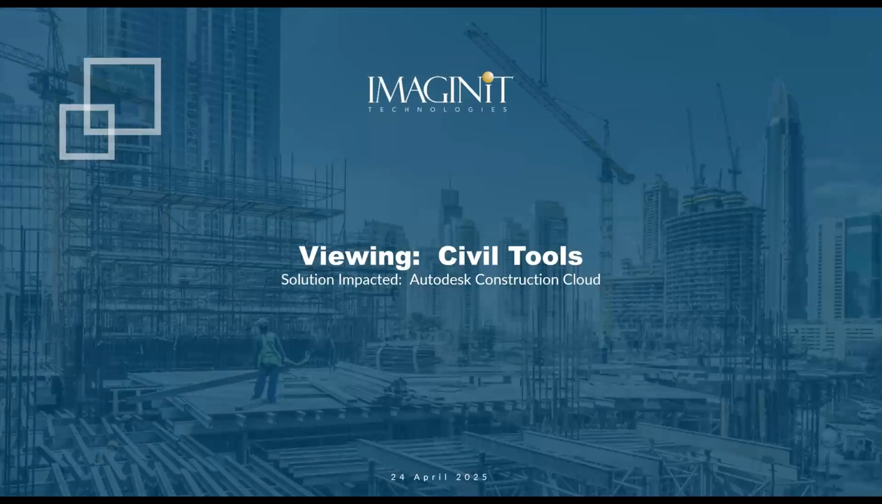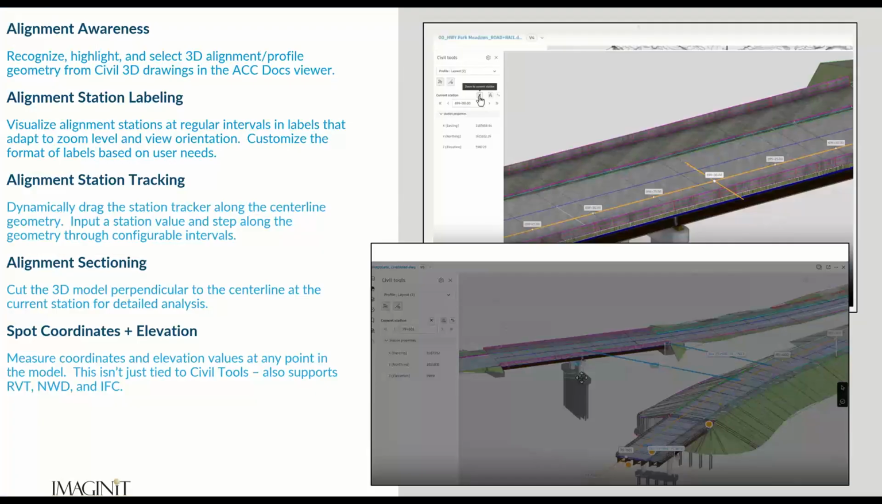I admittedly am not the civil engineering expert, but there are several feature enhancements for the civil viewing tools in the model viewer in ACC. So if you're a civil engineer, or you're working with infrastructure, these are some really nice enhancements to the model viewer, auto tagging and flagging different things from your Civil 3D files, like alignment awareness, which will recognize, highlight, and select 3D alignment profile geometry. So just better selection tools within the large model viewer in the Autodesk Construction Cloud.